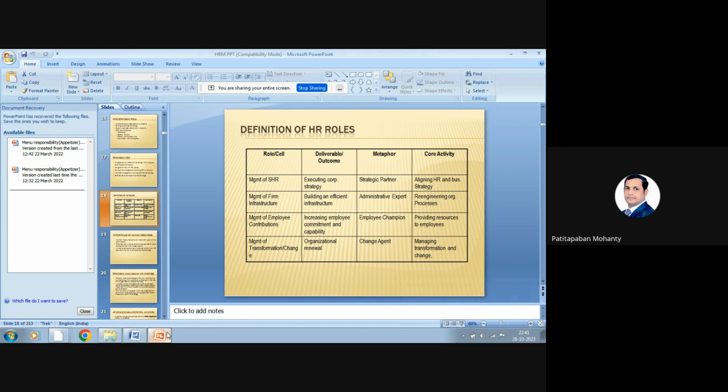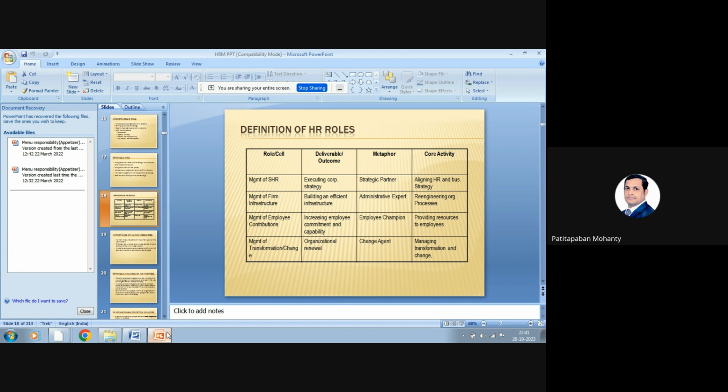So what is the activity? What is the central theme? Providing resources to the employees. The next is management of transformation or change. Innovation or transformation is required. Innovation and creativity skills among the employees can transform their normal, traditional skills and knowledge in a better way, so that the organization can be renewed. The outcome is the change agent, and the central theme is managing the transformation and change.